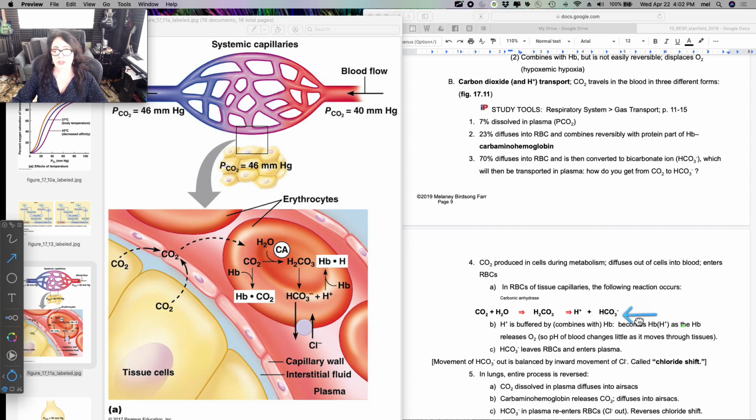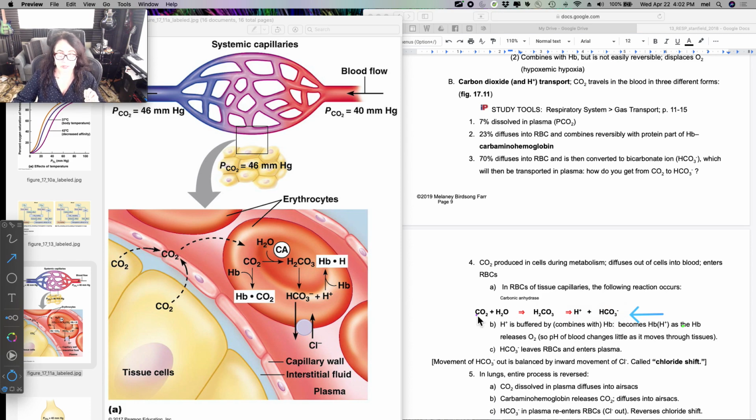And this is the equation that you are doing. So what's going to happen in systemic capillaries is you are going to force this equation this way, but why would you want to do that? You're going to do that because then you can pick what you want to do with the bicarbonate ion and pick what you want to do with the H+ ion. And if you get to pick where those go, you can have a tremendous amount of control over pH changes.